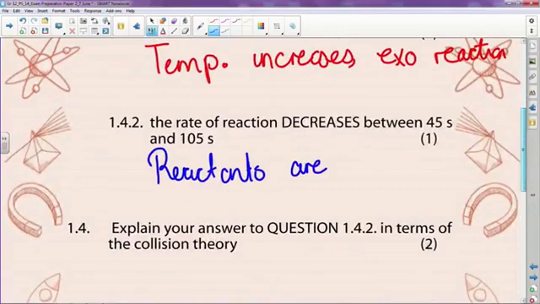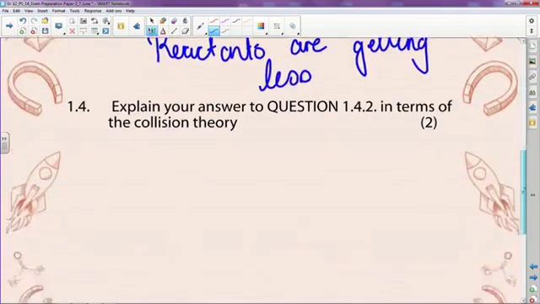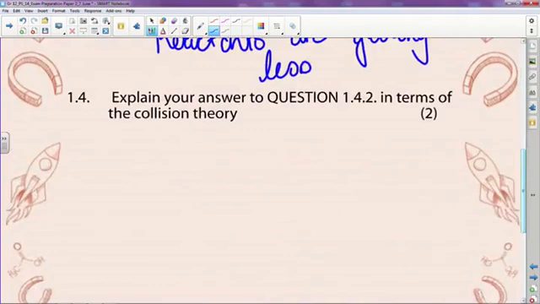The reactants are getting less. Or you can tell me the concentration of the reactants is decreasing. Either way. Now they say explain your answer to question 1.5.2 in terms of the collision theory. This means, okay, this is the whole thing about collision.